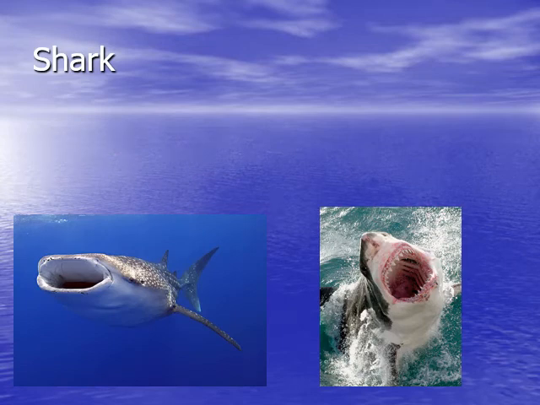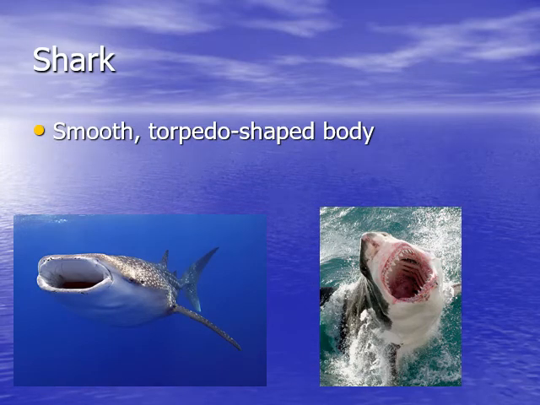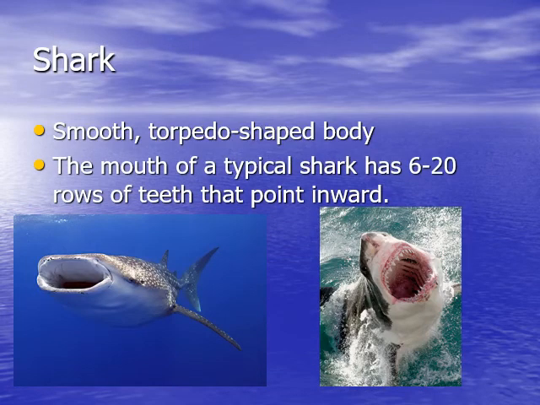For the shark, it has a very smooth torpedo-shaped body. Once again, this helps it swim through the water. We have two pictures of sharks shown here. One is a whale shark over to the left, the large, wide mouth. And then the one over to the right, of course, a great white shark that a lot of us are familiar with, the big teeth.